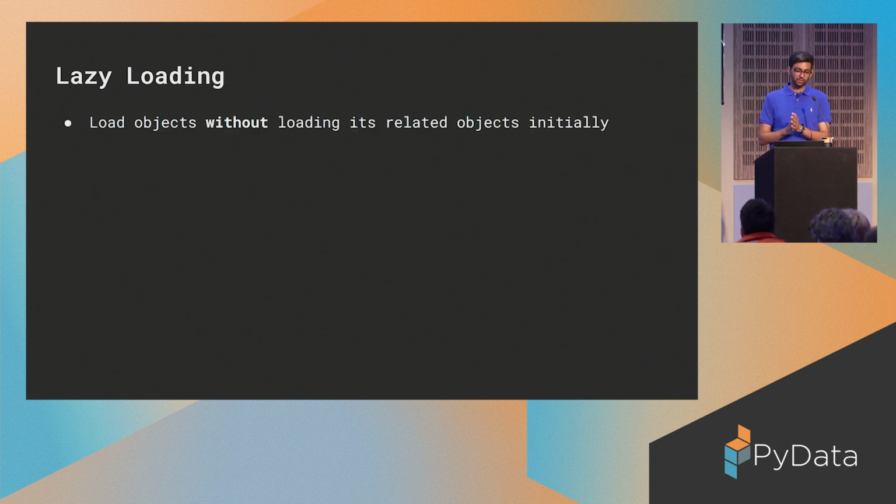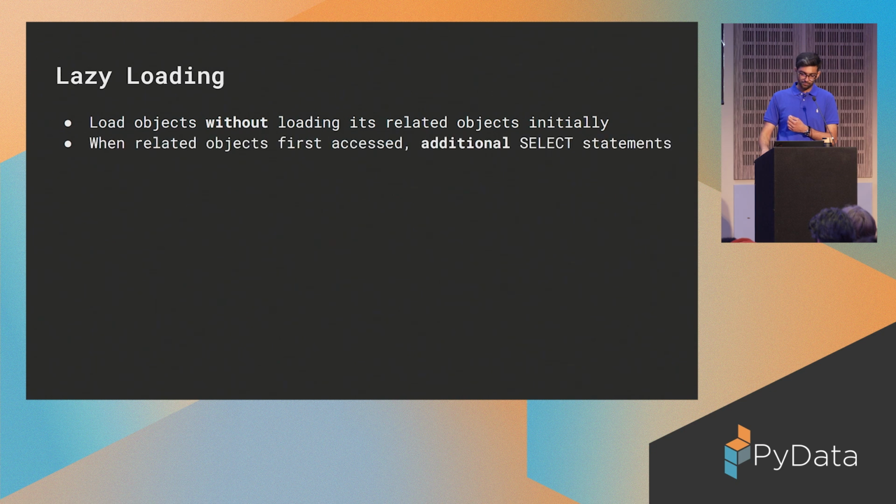Lazy loading means you load the objects without loading the related objects initially. Say you have a parent and a child relationship where a parent has multiple children. Lazy loading means when you load the parent, you load the parent itself. You don't load the information of the children. And to load the information of the children, you have additional select statements for each and every child.